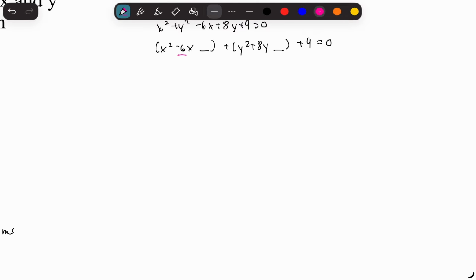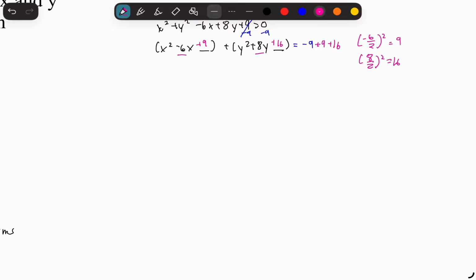Here we have 6 and here we have 8. So we're going to have negative 6 over 2 squared is equal to 9. And we have 8 over 2 squared is equal to 16. Now you add these to both sides, 9 and 16. You're going to do that same thing on the other side. So here, let's subtract our 9 on both sides, and this is equal to negative 9. And you have to add that 16 and 9 to both sides, so you have your plus 9 and plus 16 here.